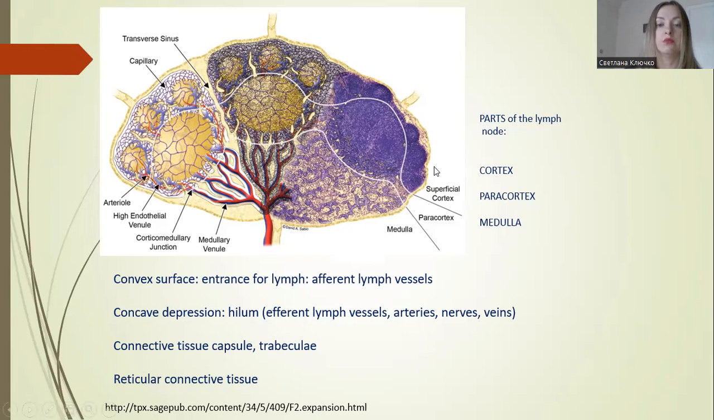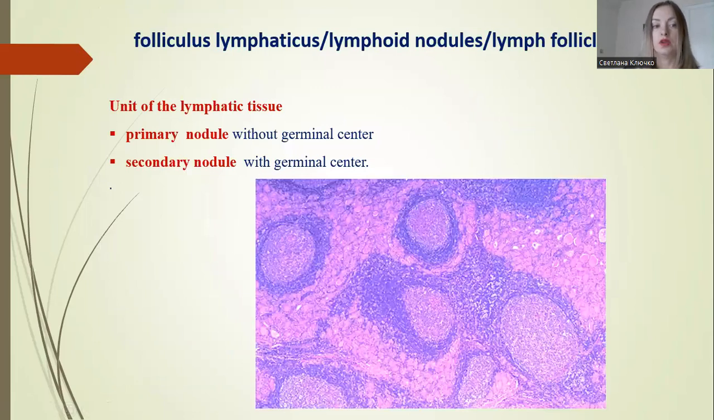Parts of the lymph node. Peripheral cortex, this one. Middle paracortex, this one. And centrally located medulla. Unit of the lymphatic tissue. In cortex of lymph node, lymphoid nodules are located. And we can recognize primary lymphoid nodules and secondary lymphoid nodules. Primary lymphoid nodules are without germinal center. Secondary lymphoid nodules are with germinal center. You can see in this histological section, secondary lymphoid nodules with light germinal center.